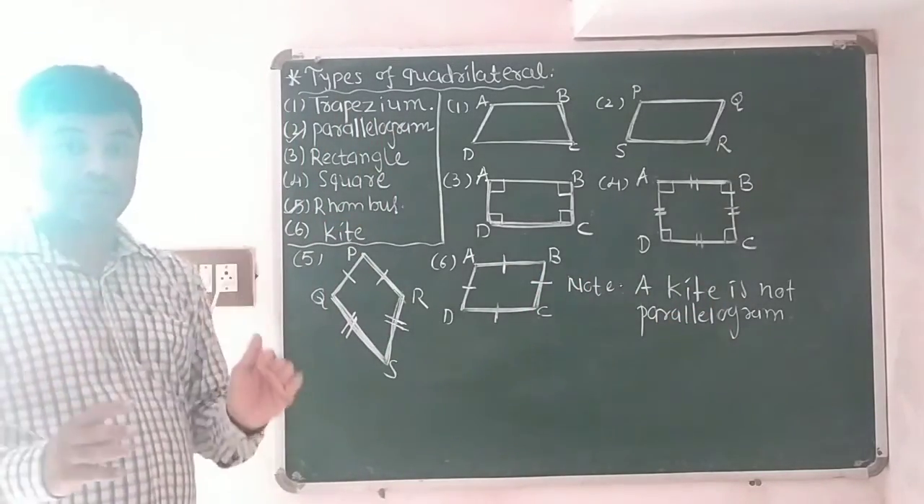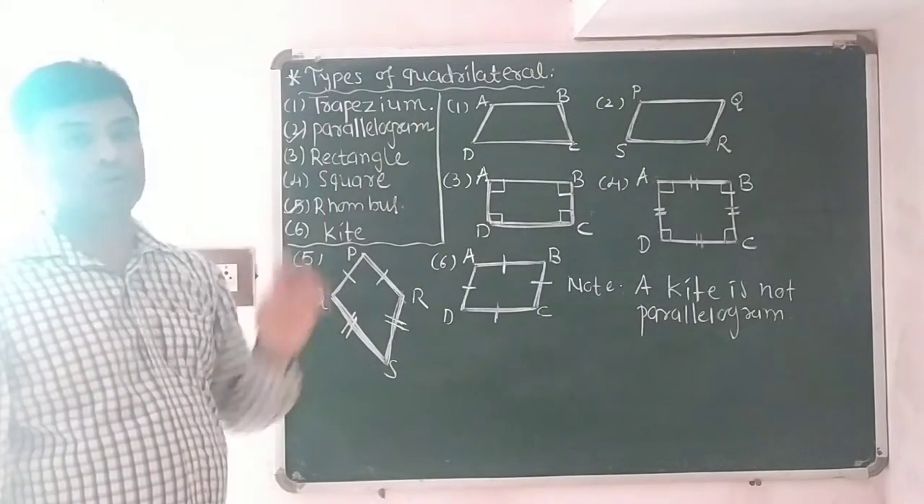So see children, this is the normal explanation of types of quadrilateral.